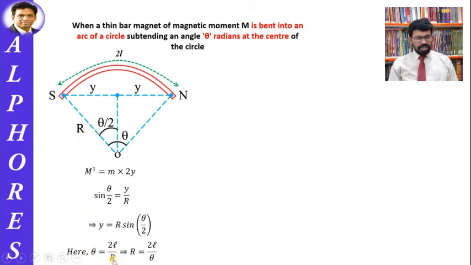Theta can be written as arc length by radius. So r is equal to 2L by theta. This 2L is known to us, and this theta is also known to us. Now I can replace this capital R with 2L by theta.